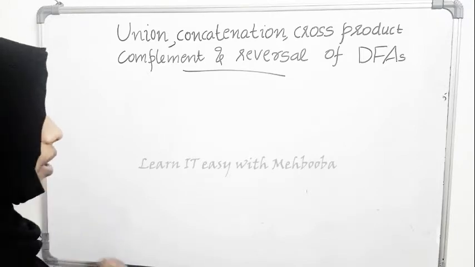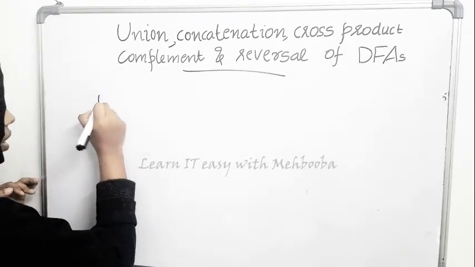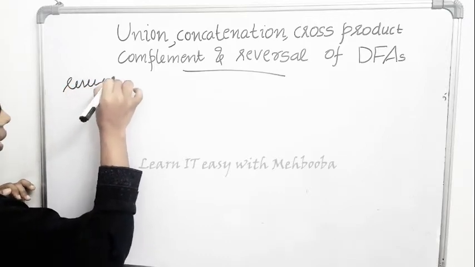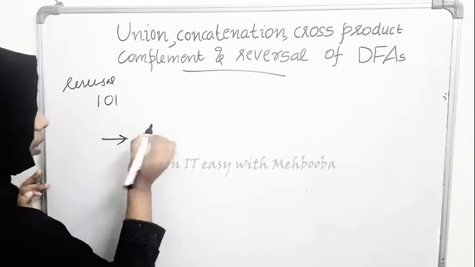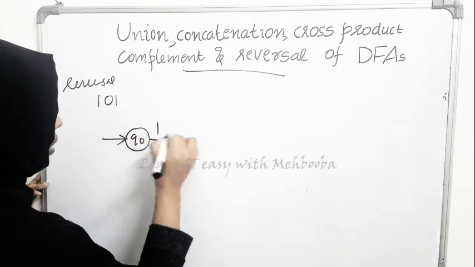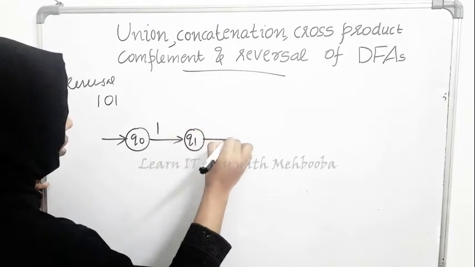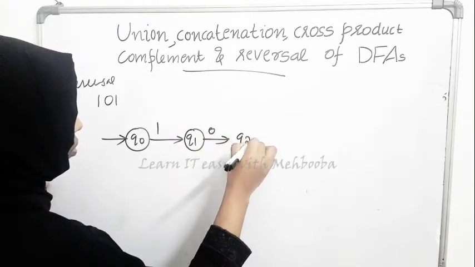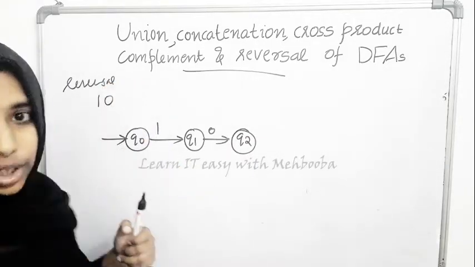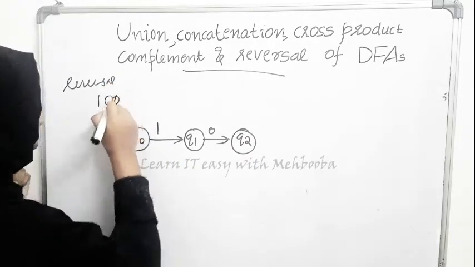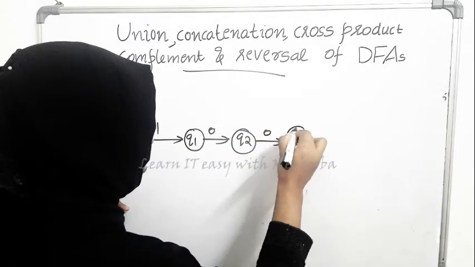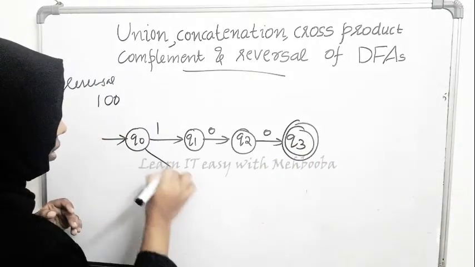So for the sake of reversal, for an example, we will take the string 101, and we would like to reverse the string using DFA reversal. So first we will design a DFA that will accept the string 101. Oh no, 101 is actually a palindrome, so you won't get a better understanding of reversal here. So I'm changing the string to 100. So this DFA will be accepting the string 100.